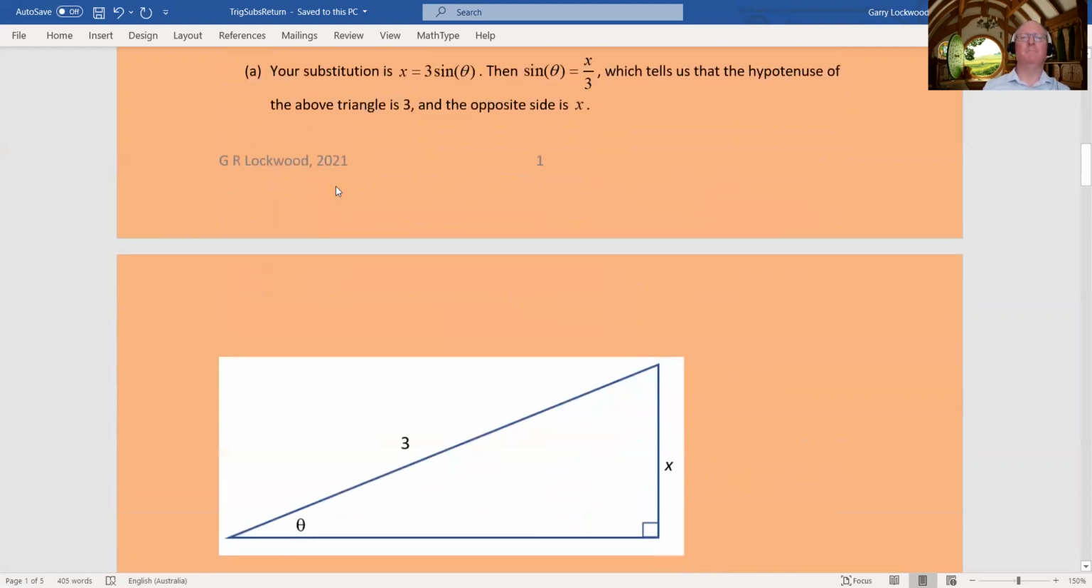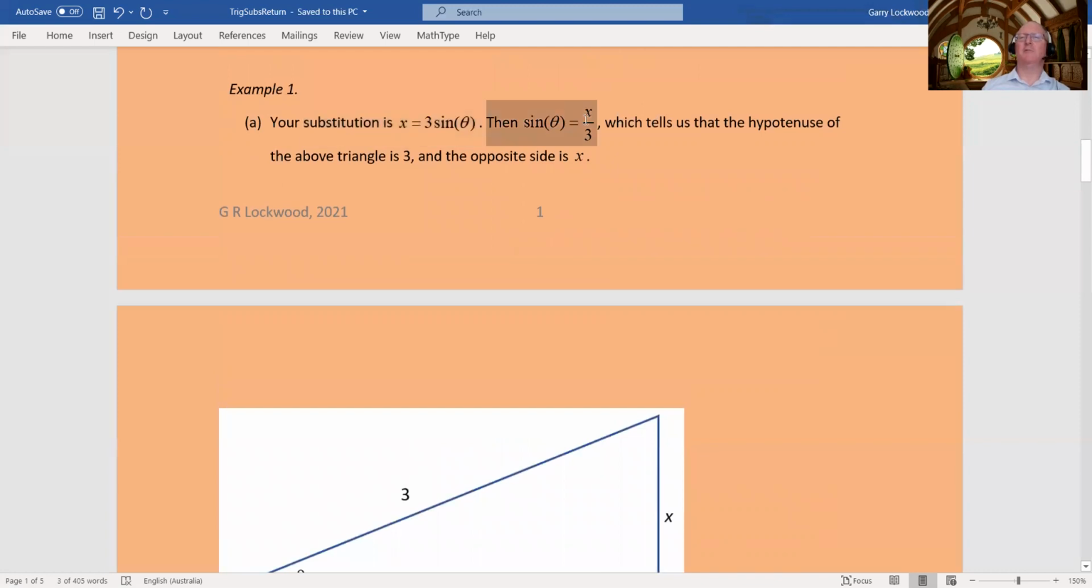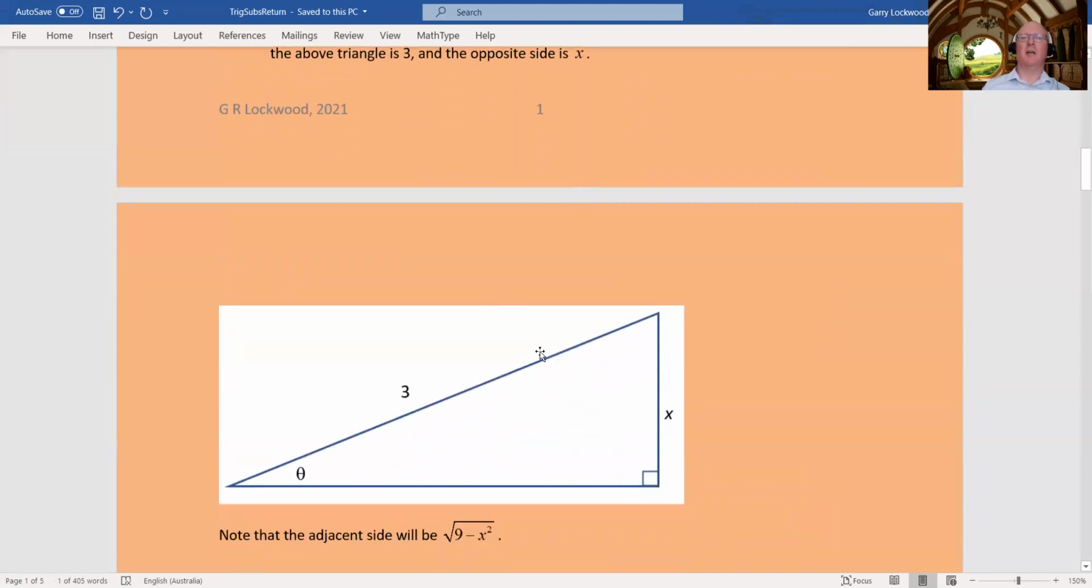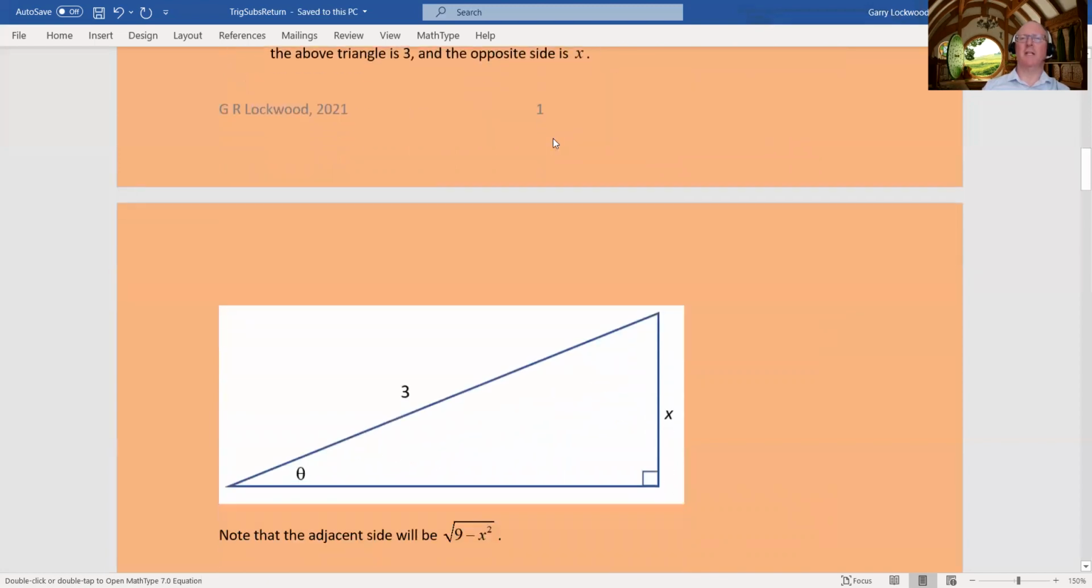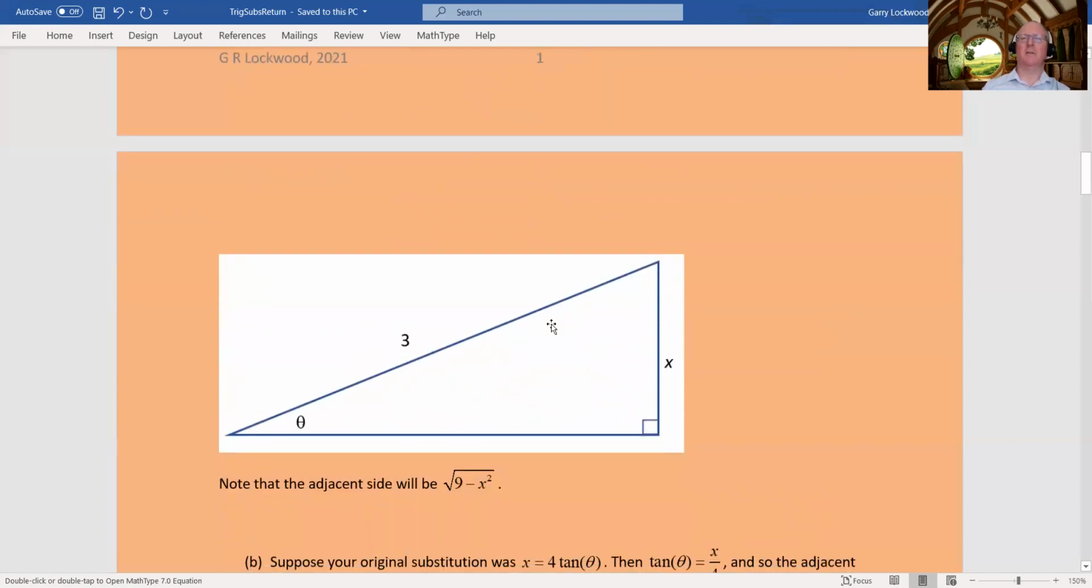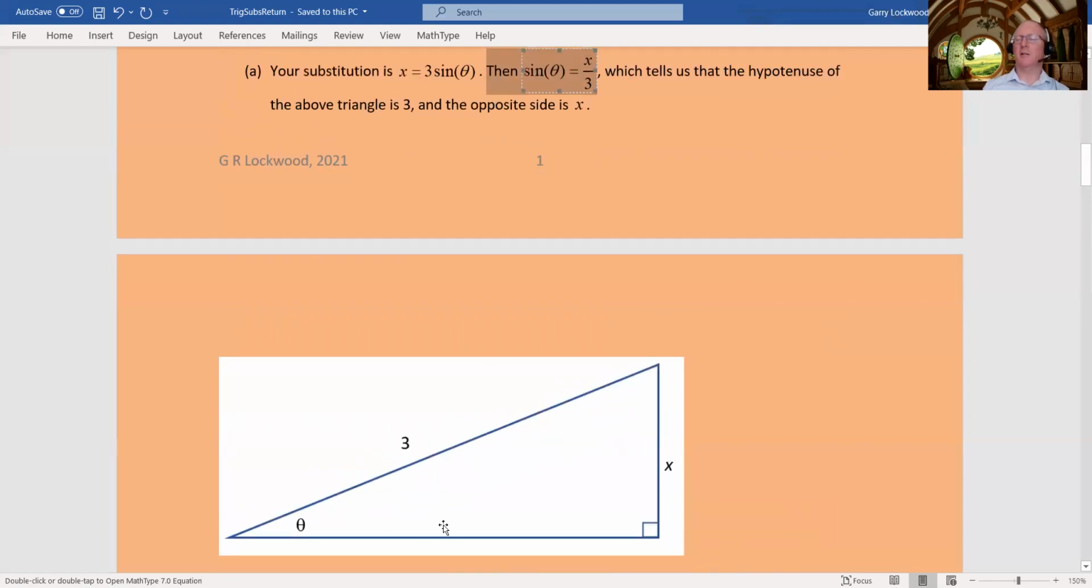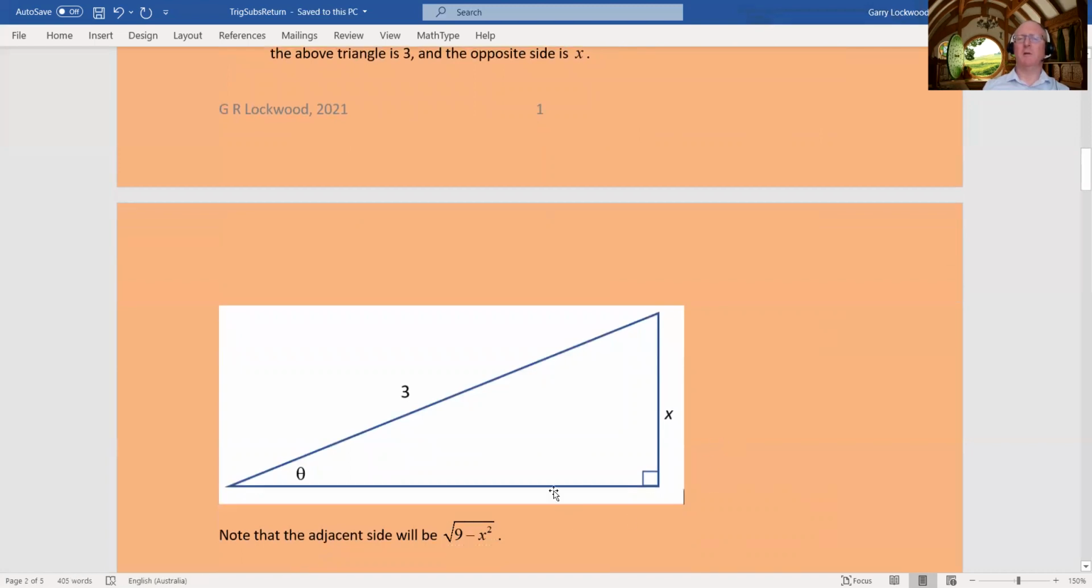For example, suppose your substitution is x equals 3 sine theta. Then sine theta is x over 3. And so that tells us that the hypotenuse of the triangle is 3, and your opposite side is x. Okay, sine theta is x over 3. There we have it, x over 3. The missing side, and hopefully you're able to do that by Pythagoras theorem, that is the square root of 9 minus x squared. So now that I know all 3 sides, I can work out all the trig functions of that angle theta.